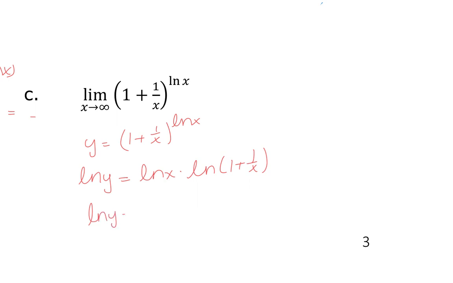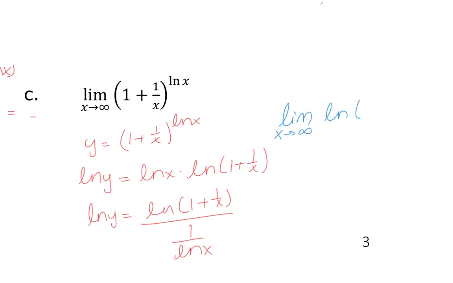So the natural log of y is going to be the natural log of 1 plus 1 over x multiplied by 1 over the natural log of x. Now I would have 0 divided by 0. So I'm now ready to do the limit. The limit as x approaches infinity of the natural log of 1 plus 1 over x, over 1 over the natural log of x.